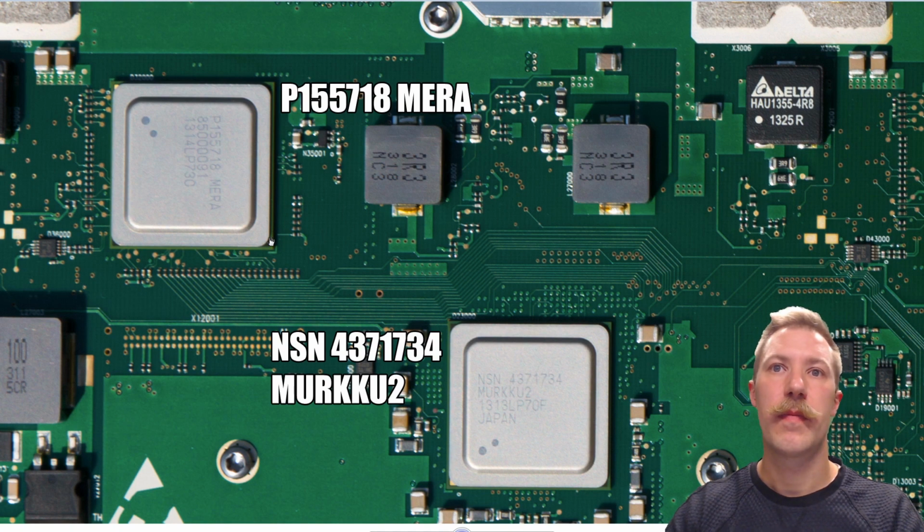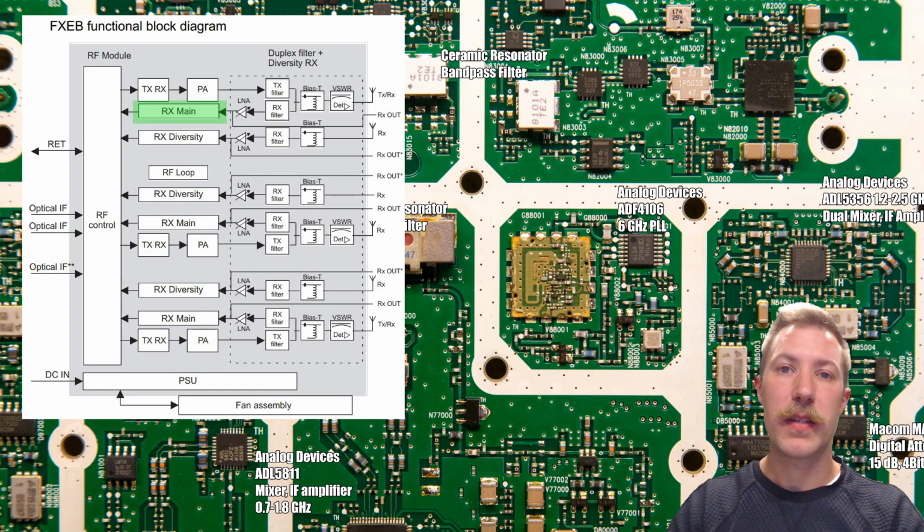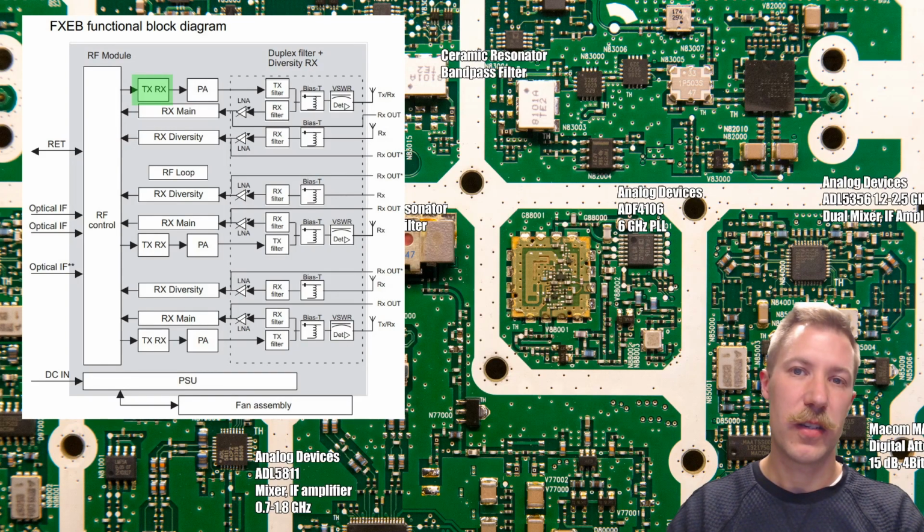Moving on to the analog signal processing, first we are taking a look at the RX Diversity low noise amplifier that we saw inside the dotted line for the duplexer. Then I will move on to the RX main and the TX RX signal processing. Here they are mentioned as 2 separate boxes, but on the PCB itself it is hard to make out which is really which, so we'll just take that as it comes.